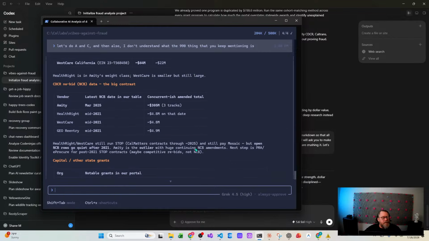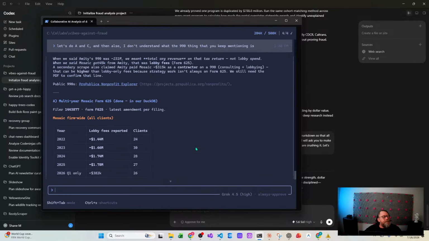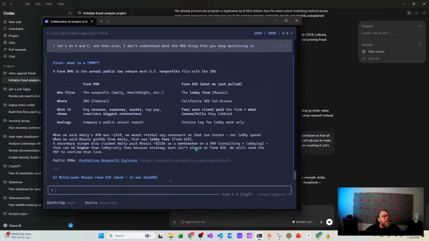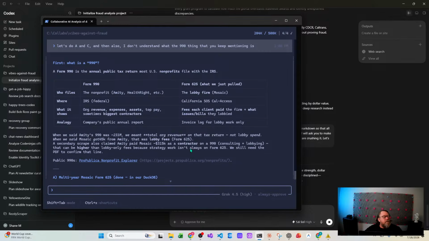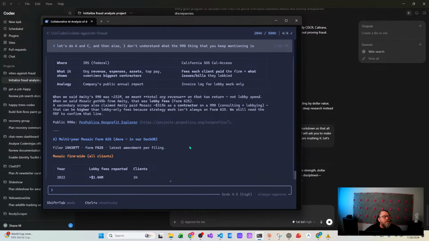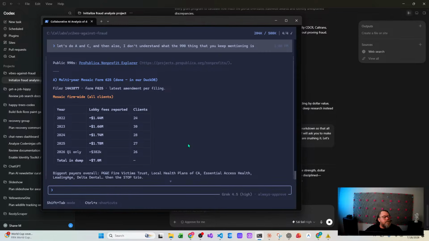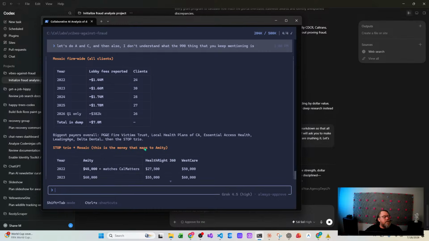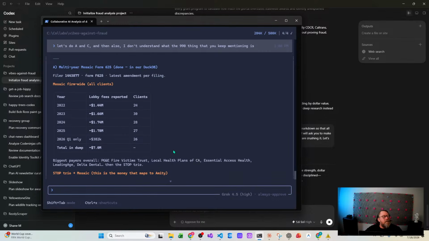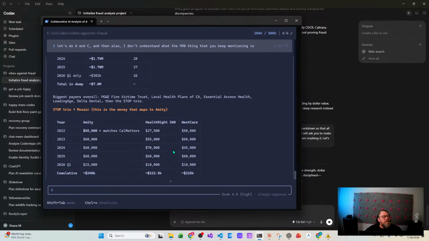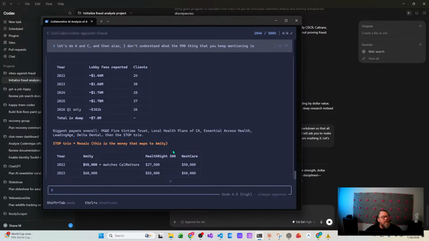All right, what will we find on this mosaic thing? Form 990 is an annual public tax return nonprofits file. When we said that 990 was 231 as total org revenue, not lobby spend. Okay, so I'm not really sure what that. Spent $1.8 million and 27 clients. Huh? Mosaic paid PG&E Fire Victims Trust. Wait, what?